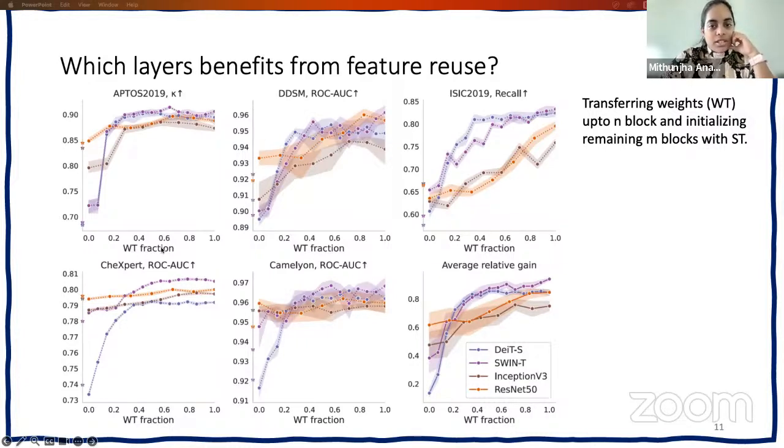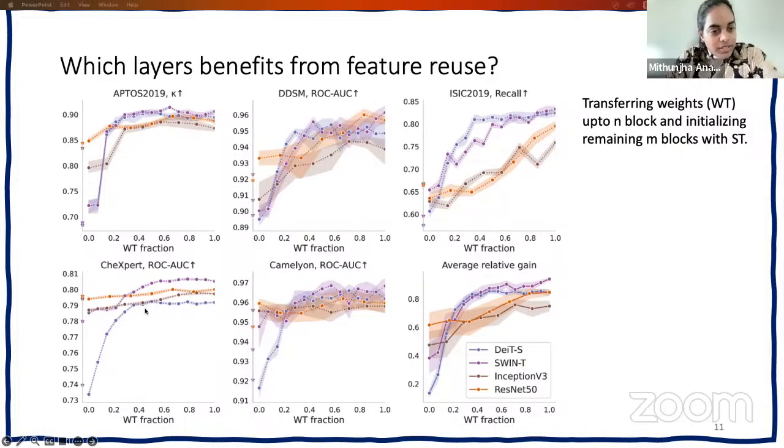And the W2 fraction is what they do: they transfer the weights for the first n blocks and initialize the remaining m blocks with stat transfer, which means the mean and standard deviation they calculate from the ImageNet model. So this W2 fraction is n over m.